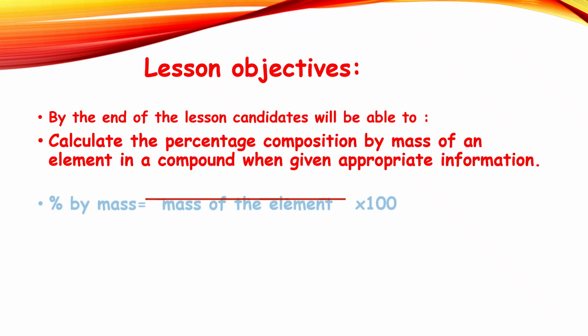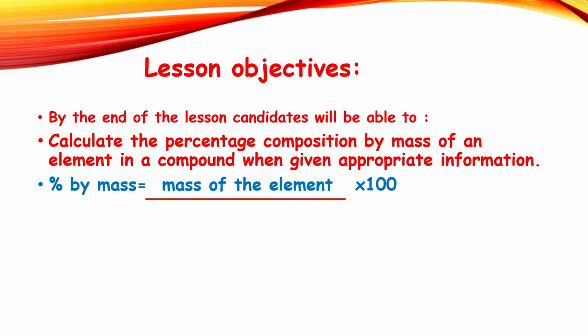And the formula that you will be using is percentage by mass is equal to mass of the element divided by mass of the compound multiplied by 100. Now, where will you get the mass of the element? You will find it in the periodic table. This is actually relative atomic mass taken in grams. And you have already learned how to calculate relative molecular mass or relative formula mass. So mass of compound is actually relative formula mass or relative molecular mass taken in grams.